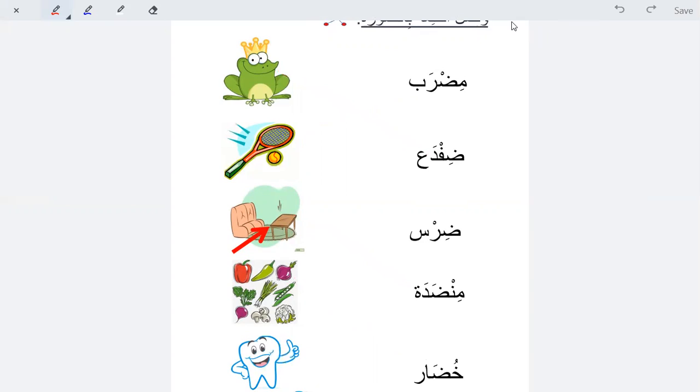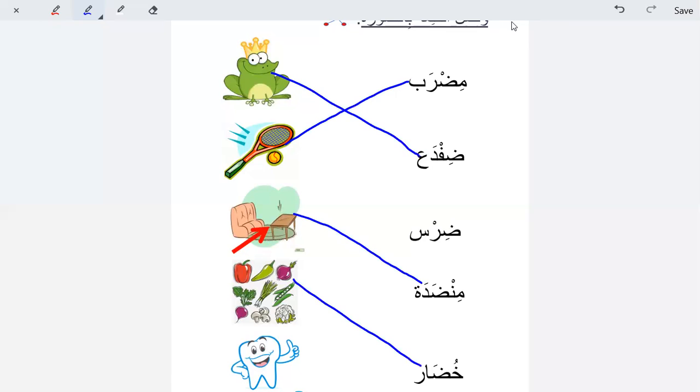Okay, Rian. Then racket with mizrab. Good. Table with minzada. Vegetable, khudar. Molar teeth.